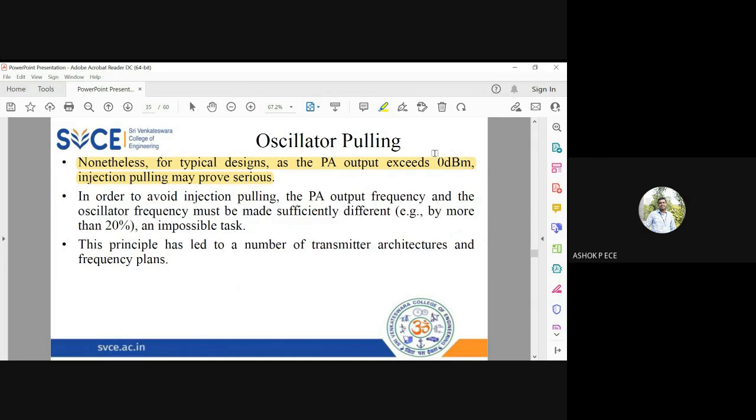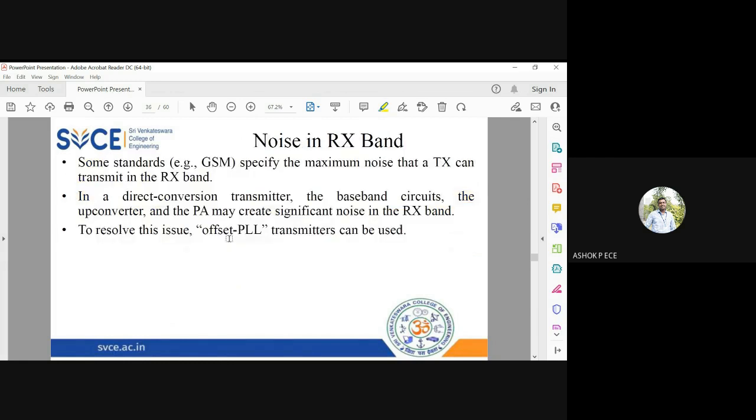So injection pulling will become serious if the power amplifier output exceeds 0 dBm. See, dBm is the power level with respect to 1 milliwatt. 1 milliwatt is going to be 0 dBm. So if the PA output power exceeds 0 dBm, then injection pulling may become serious. So how to avoid injection pulling? We have to ensure that the operating frequencies of PA and LO are far away, but that is not possible because they will always be very close. So this issue in the transmitter has given rise to a lot of transmitter architectures.